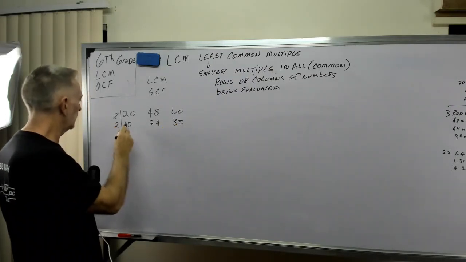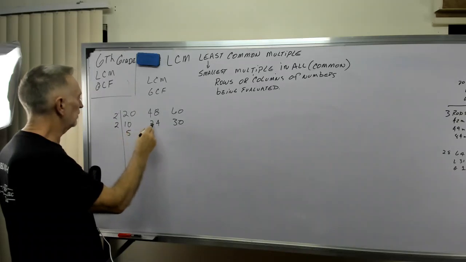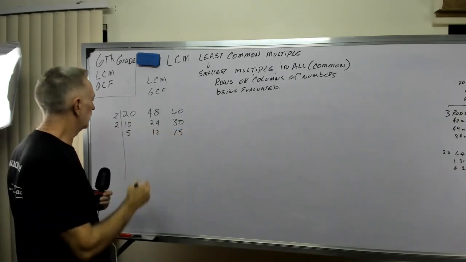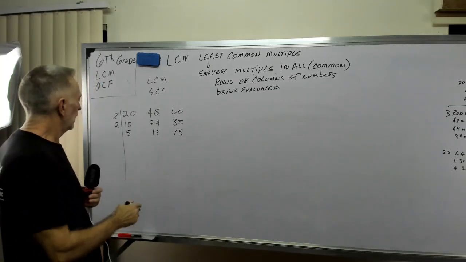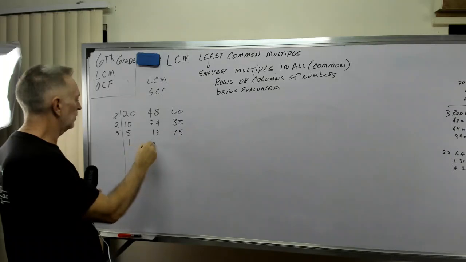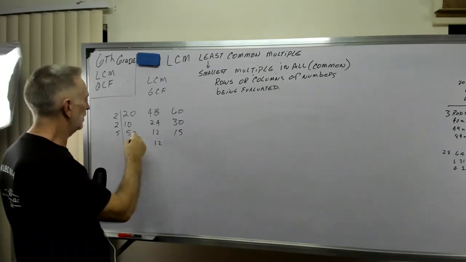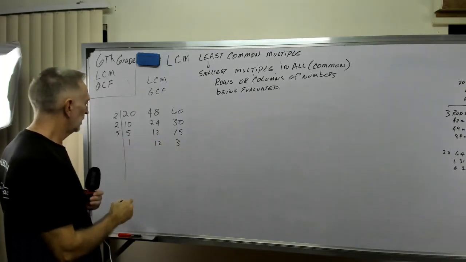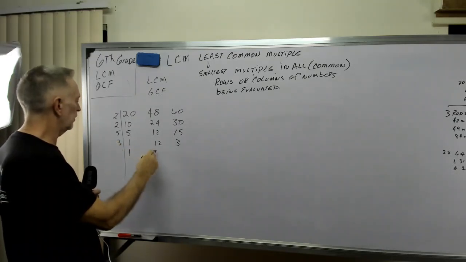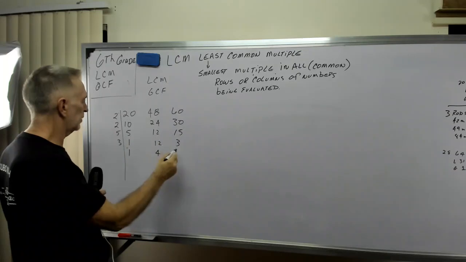Pick 2 again. 10 divided by 2 is 5. 24 divided by 2 is 12. 30 divided by 2 is 15. Let's see. I'll pick a 5 here. 5 divided by 5 is 1. Bring the 12 down. 15 divided by 5 is 3. Let's pick a 3. Bring the 1 down. 12 divided by 3 is 4. 3 divided by 3 is 1.